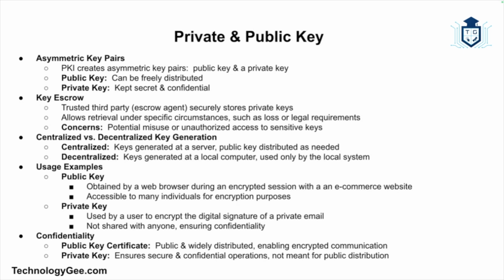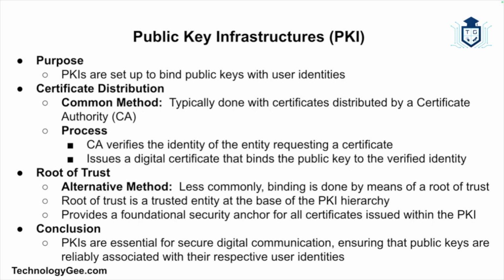The difference is the level of confidentiality. The public key certificate obtained by the web browser is public. It might be obtained by thousands of individuals, and the private key used to encrypt the email is not to be shared with anyone. So in a nutshell, public key infrastructures are set up in such a way as to bind public keys with user identities. This is usually done with certificates distributed by a certificate authority. Less commonly, it is done by means of what is called a root of trust.